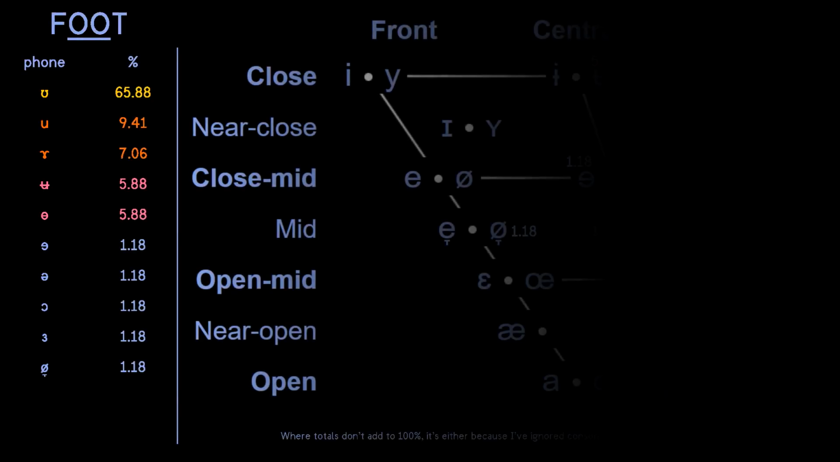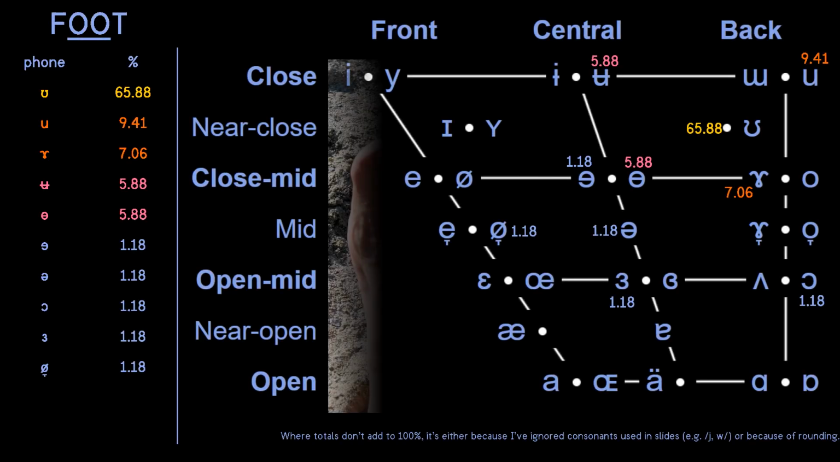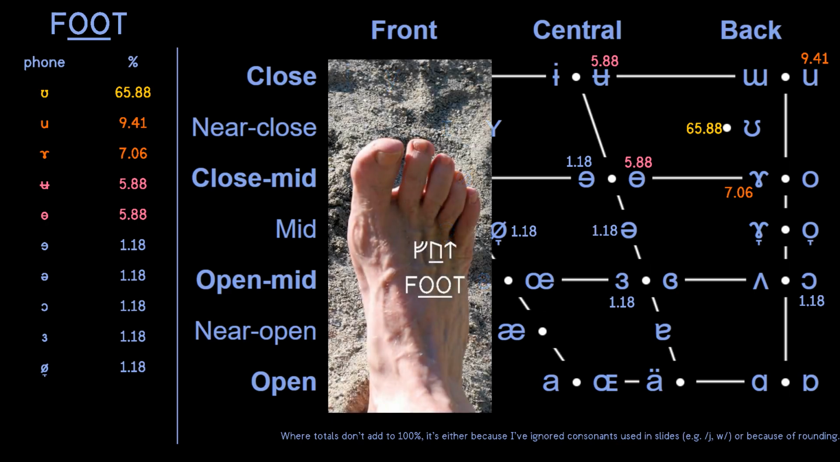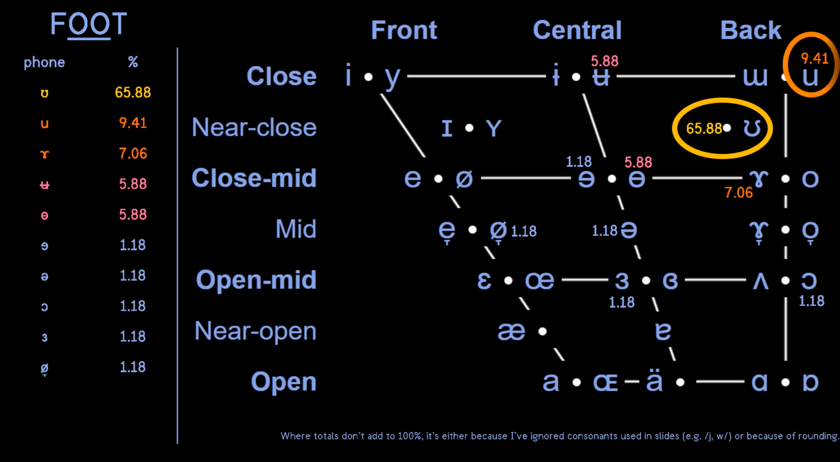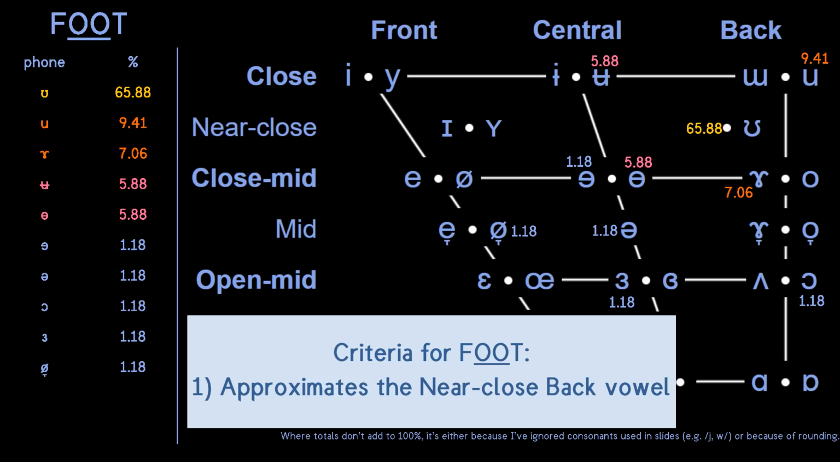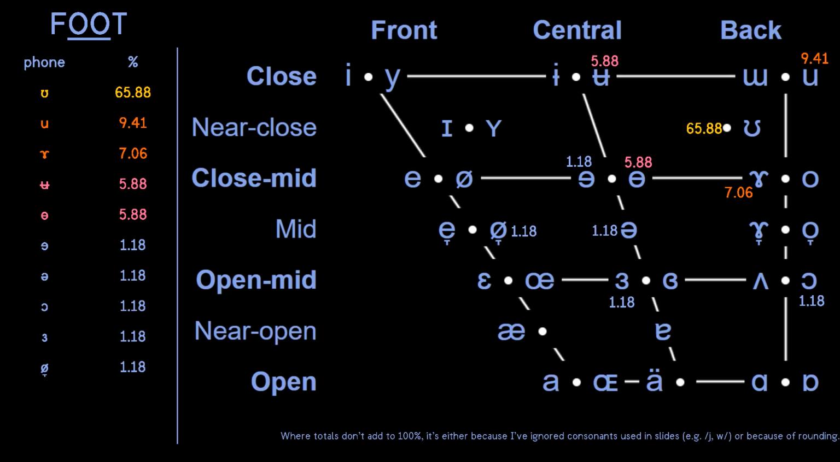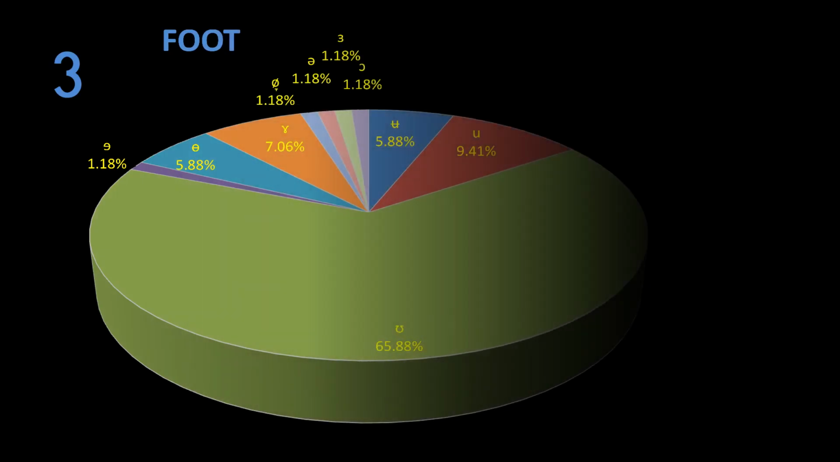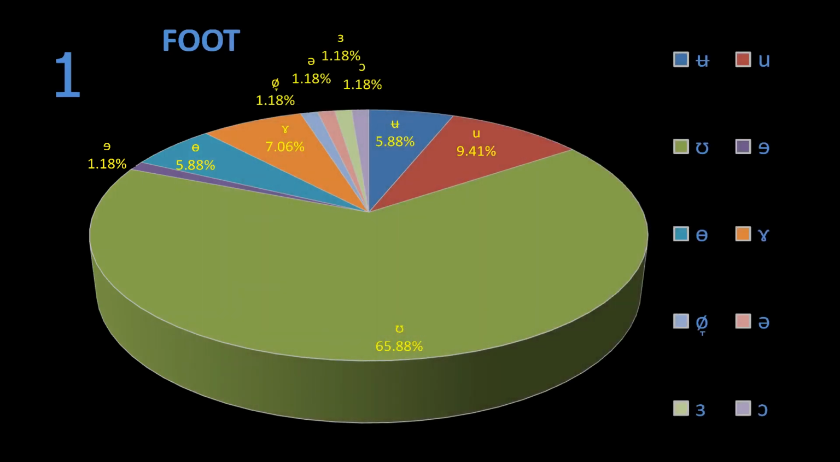Now look at your foot vowel. There's not much to explain here. Its golden phone is so far ahead, second place doesn't even rate above 10%. All of the non-blue placings are just misapproximations of the near-close back vowel. Only one of those has unrounded it. Here's your foot pie chart.